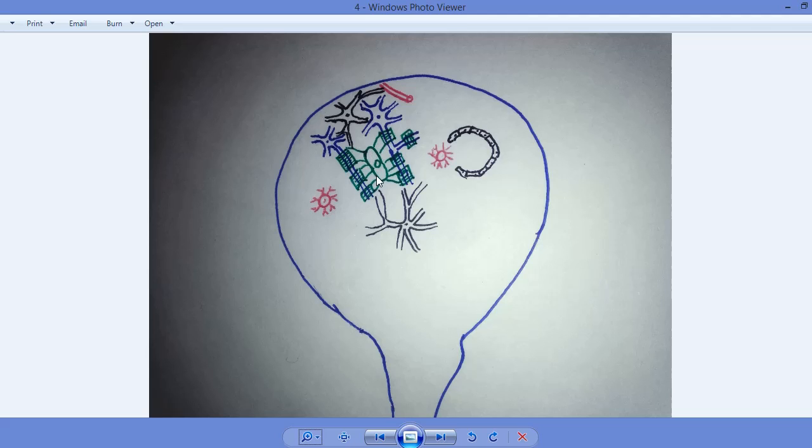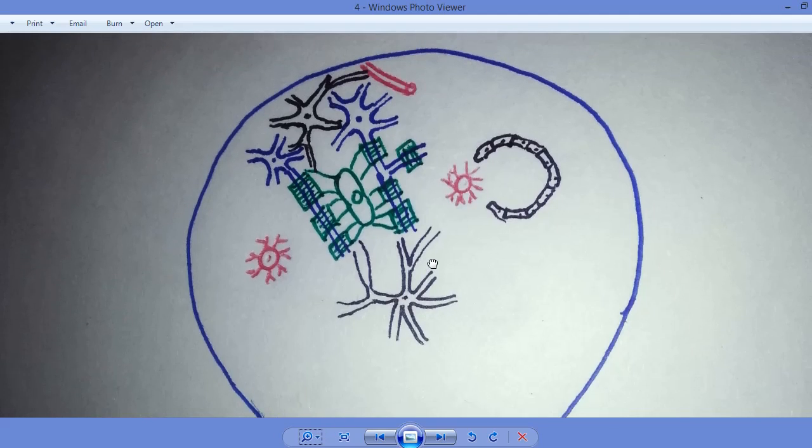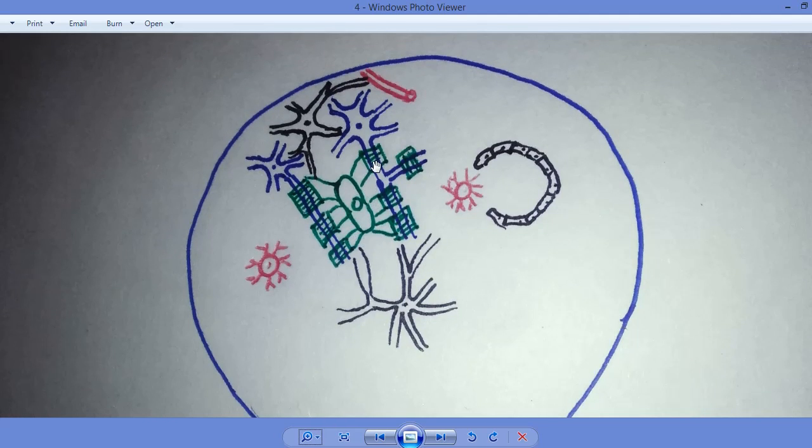You can see over here that this is the oligodendrocyte, and this oligodendrocyte has given myelin sheath to this axon, this part of the axon, and this part of the axon. It has also given myelin sheath all around the axons. So one oligodendrocyte gives myelin sheath to thousands of neurons, unlike the Schwann cell, which only gave the myelin sheath to a specific area of a single axon.